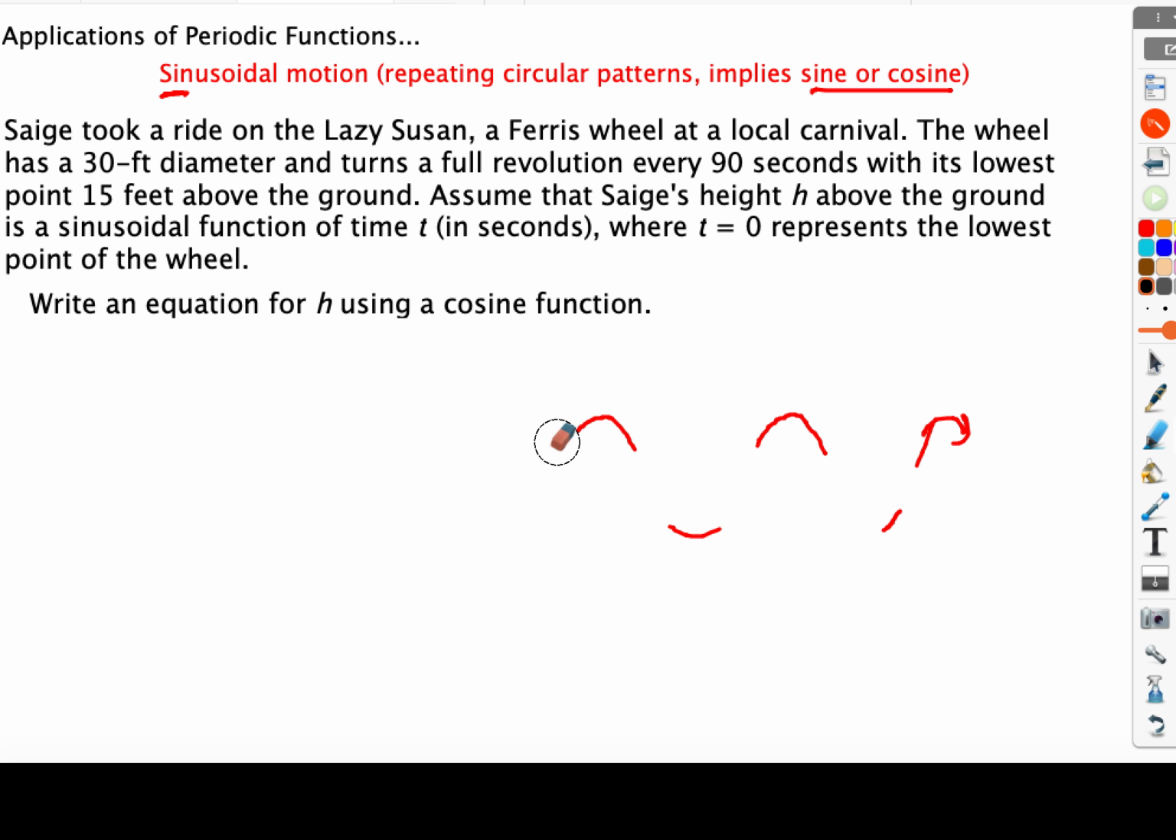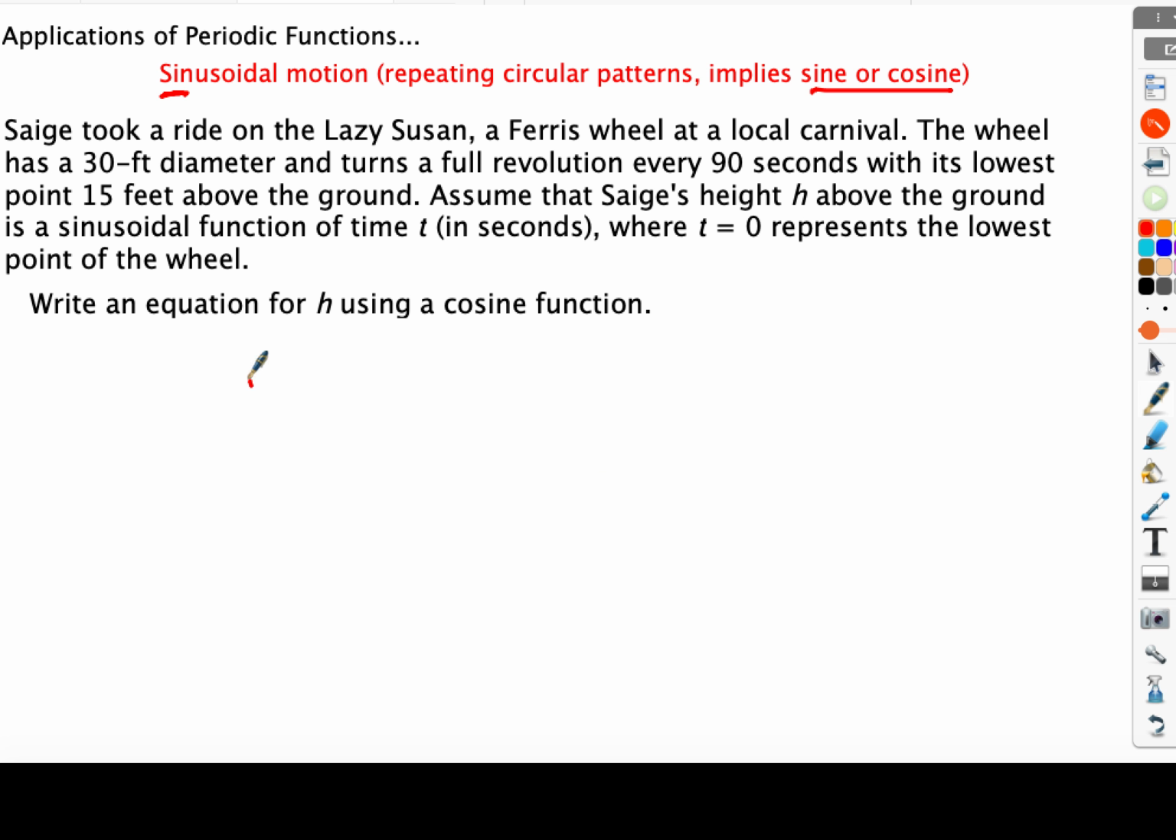As we go along. So give me 1 second here. Let's get rid of all that and get ourselves a little bit of room to work with. So let's read through what we know. Sage took a ride on the Lazy Susan. It's a Ferris wheel at a local carnival. The wheel has a diameter of 30 feet and turns a full revolution every 90 seconds with its lowest point 15 feet above the ground.